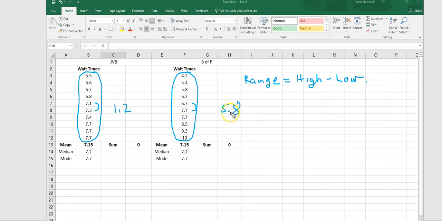And well, we do see that the range for the Bank of Providence is larger, but oftentimes you'll have outliers in your data set, and the range is generally a very poor measure of variation. So it is not used very often at all.